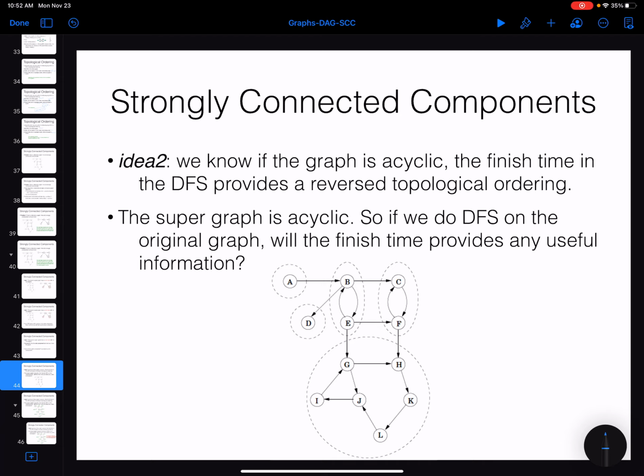Now the issue is how to find a sink node, one node which is a part of a sink node in the supergraph.